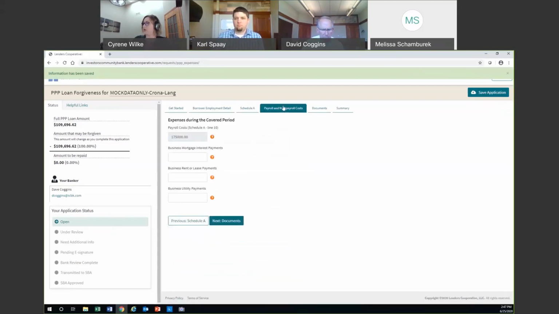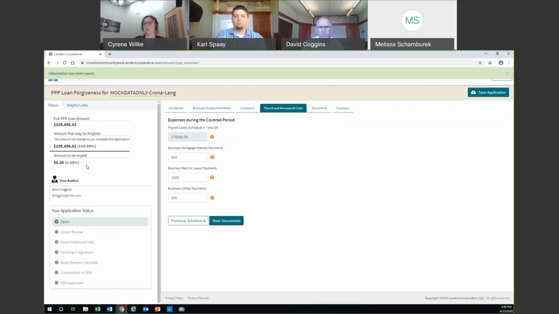Next, we can move on to the payroll and non-payroll costs. And if you have payroll costs from Schedule A, it will pre-fill on this line. And then here's where you have the option to enter in your mortgage interest payments, if you have rent or lease payments, if you have utility payments. If you don't want to include that, you can certainly do so. And along the left here, you'll see as you proceed through your application, it's going to tell you how much of your amount is expected to be forgiven and how much of your loan, if any, will be expected to be repaid based on the calculations that you've entered.